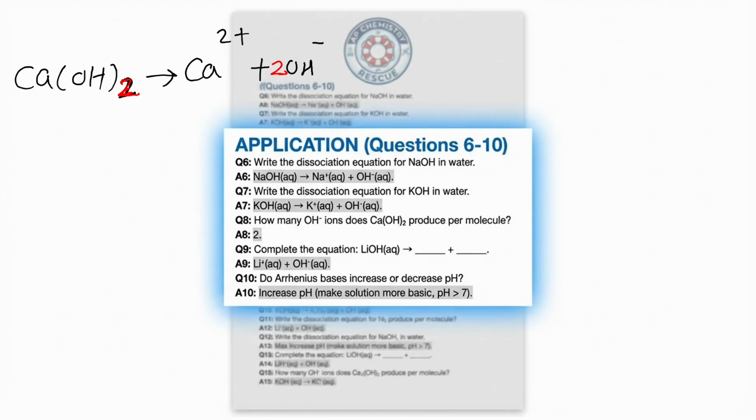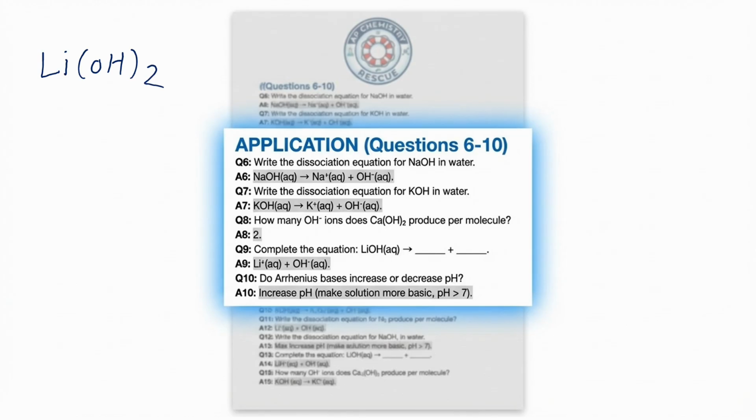Now question number 9. Complete this equation. Let me just delete this first and then ask the question. Lithium hydroxide produces what? Again, the same. The lithium hydroxide is going to divide into 2? No, it's not 2. It's LiOH only. Why did I write 2? It's 1. So this is aqueous. It breaks down into Li plus, that's aqueous, and OH minus, which is also aqueous.